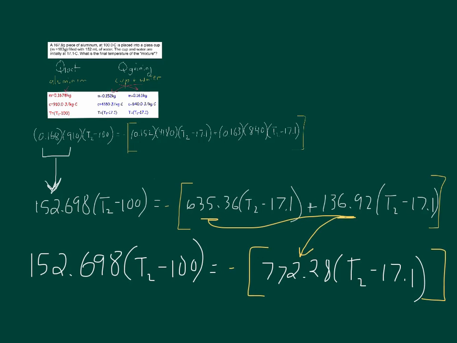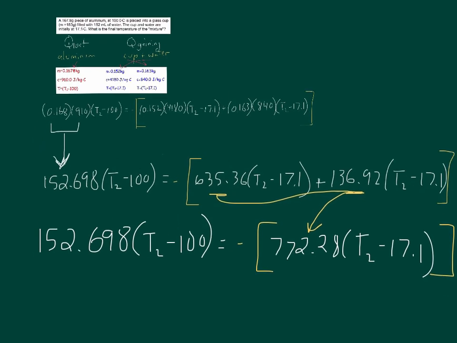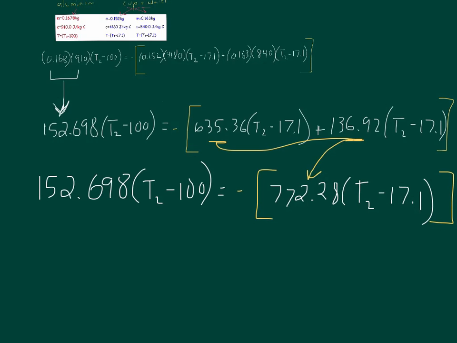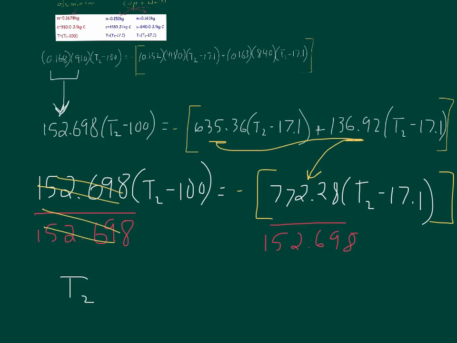So we want to simplify a little bit more. What I'm going to recommend that we do is divide both sides by 152.698. And on the left side, top cancels with bottom, and we're simply left with T2 minus 100. And on the right side, we have negative 5.057 T2 minus 17.1.